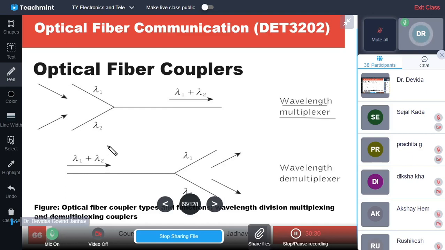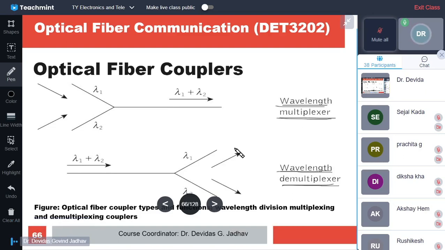Similarly, lambda 1 and lambda 2 flowing on the same main fiber are then separated, one wavelength to one fiber and the second wavelength to a second fiber. It is called wavelength demultiplexing. So there is a wavelength multiplexer and a wavelength demultiplexer. These are the two processes or two devices, multiplexer and demultiplexer, in wavelength division multiplexing, WDM.